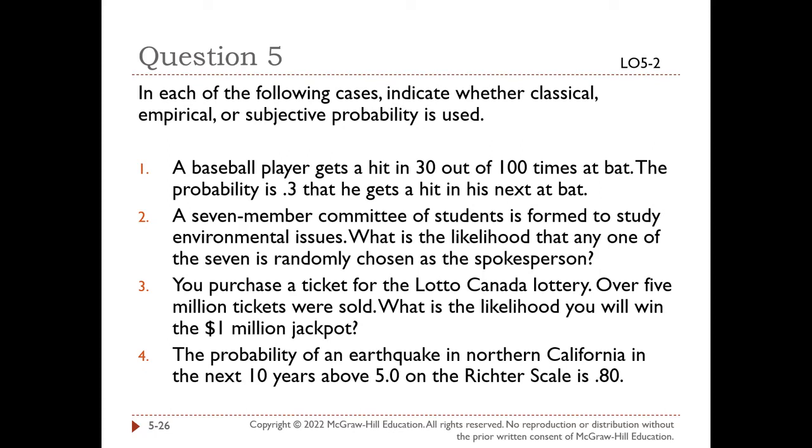You purchase a ticket for the Lotto Canada lottery. Woo! Over 5 million tickets were sold. What's the likelihood you will win the 1 million jackpot? Again, this is another classical approach where we're looking at the possibility rather than actually having a defined number of outcomes. So again, we've got a classical item there.